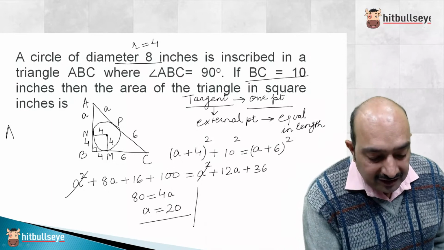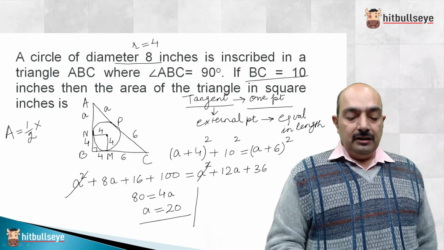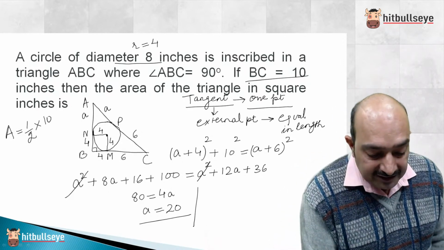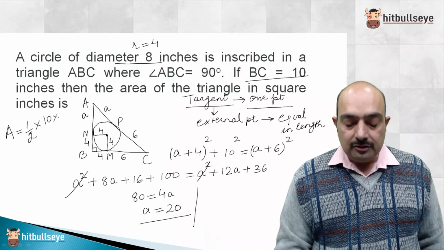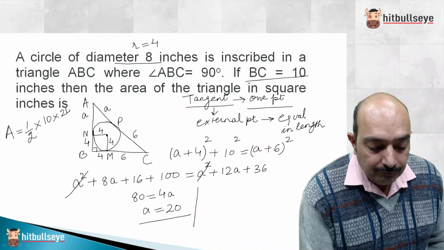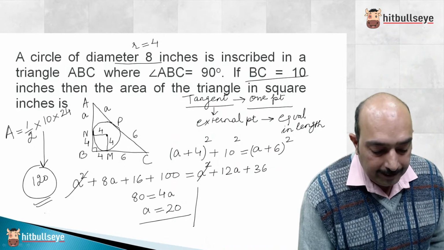You wanted the area of the triangle, which would be half into base into height. What is the base? It is 10. What is the height? We know a is 20, so height would be 24. Please solve it. Your answer is 120.